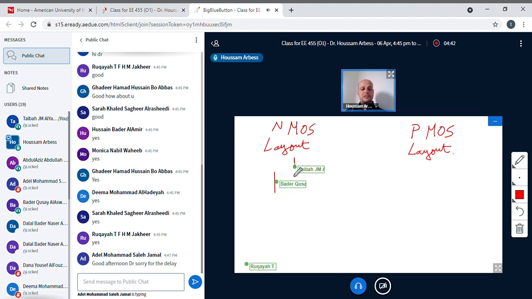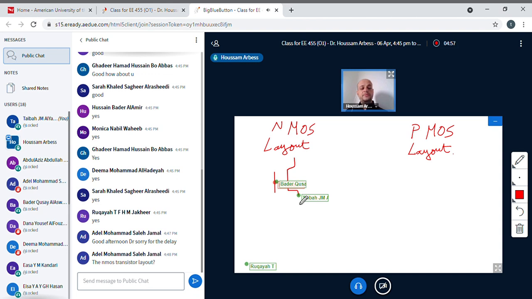Okay, Taiba. Yalla ya Taiba. No, this is not the layout. This is the symbol of the MOSFET. I need the layout. So this is a schematic circuit. What you are sketching here is a schematic circuit, not the layout. What I need is the layout of the MOSFET. Yes, correct, Adil.